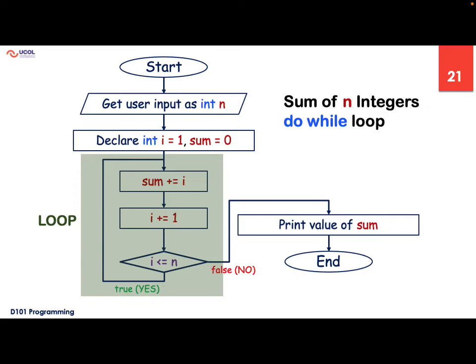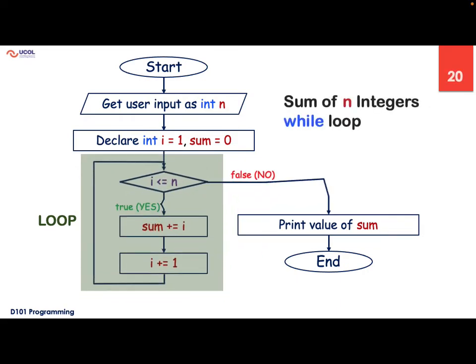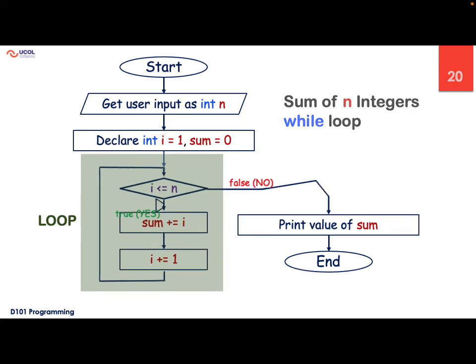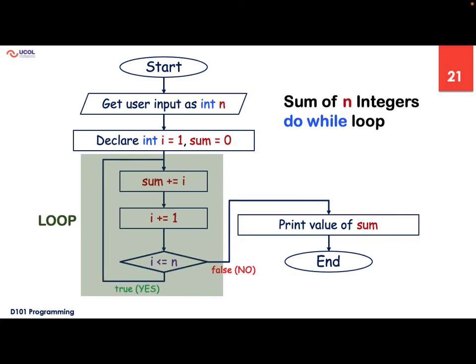So, understand, what is the difference? Here we have checking the condition before executing the body, and in the do while we are executing the body of the loop and then checking the condition. So this is the main difference between while and do while. Any questions so far? The difference between the while and do while?